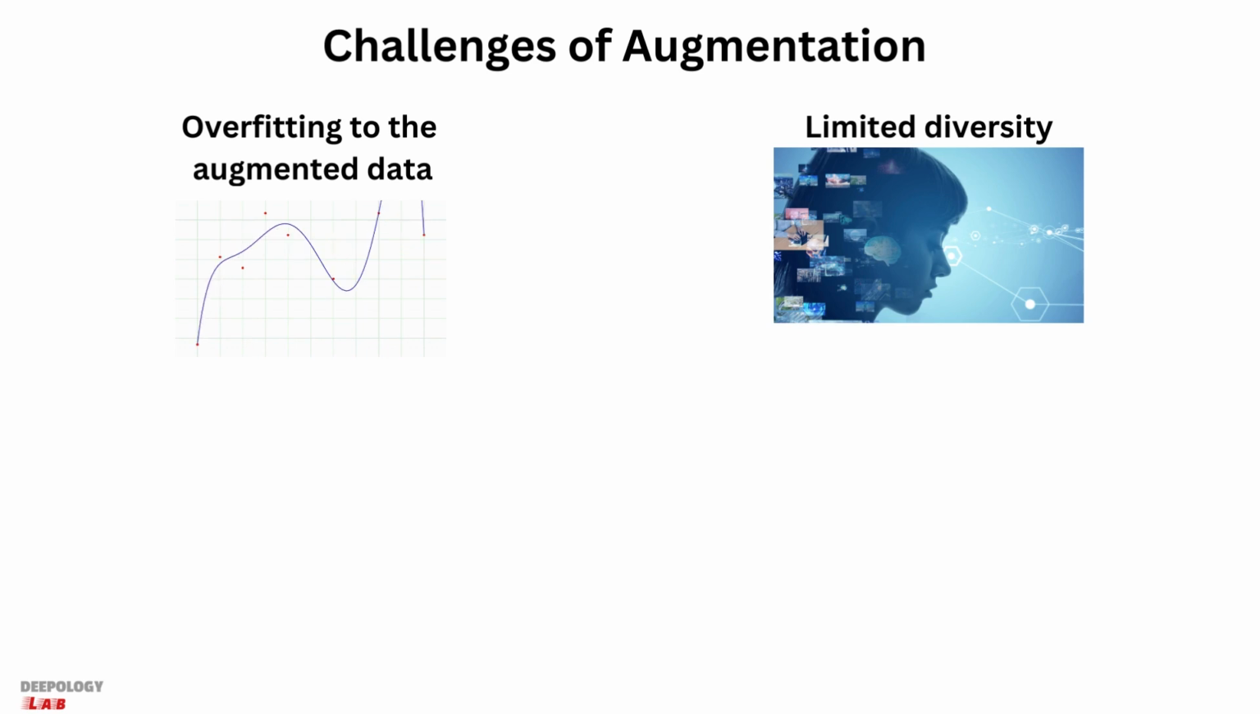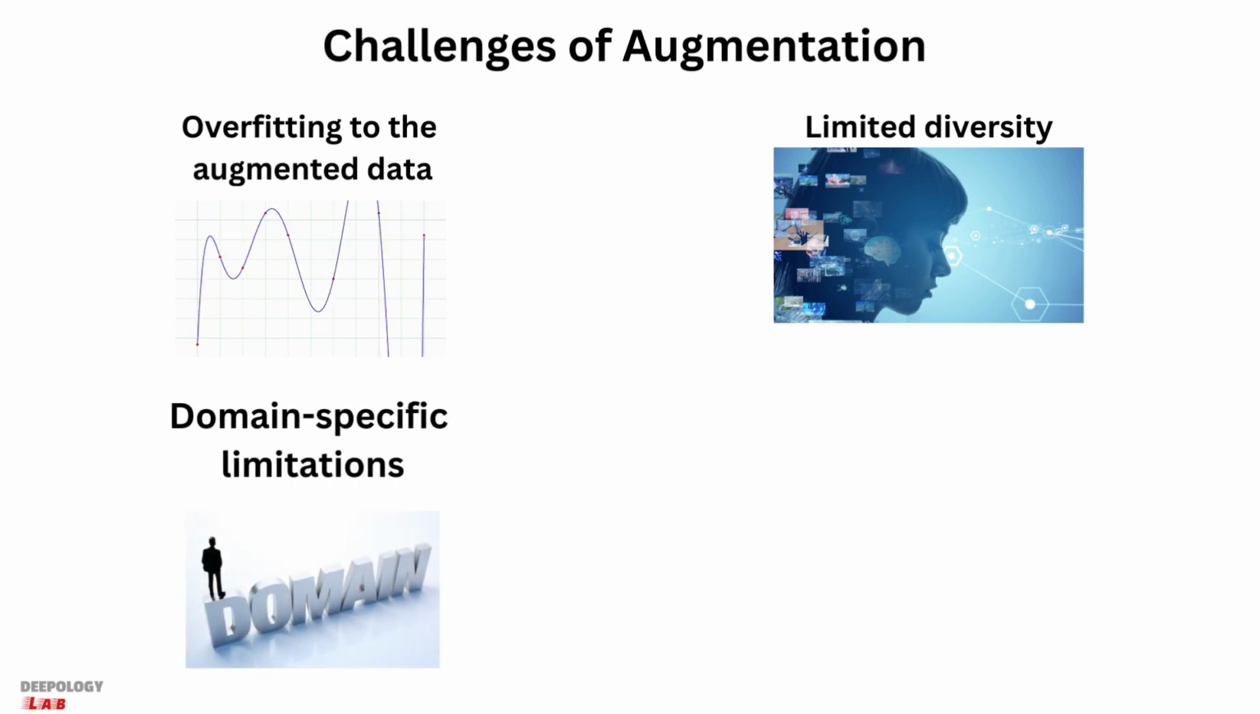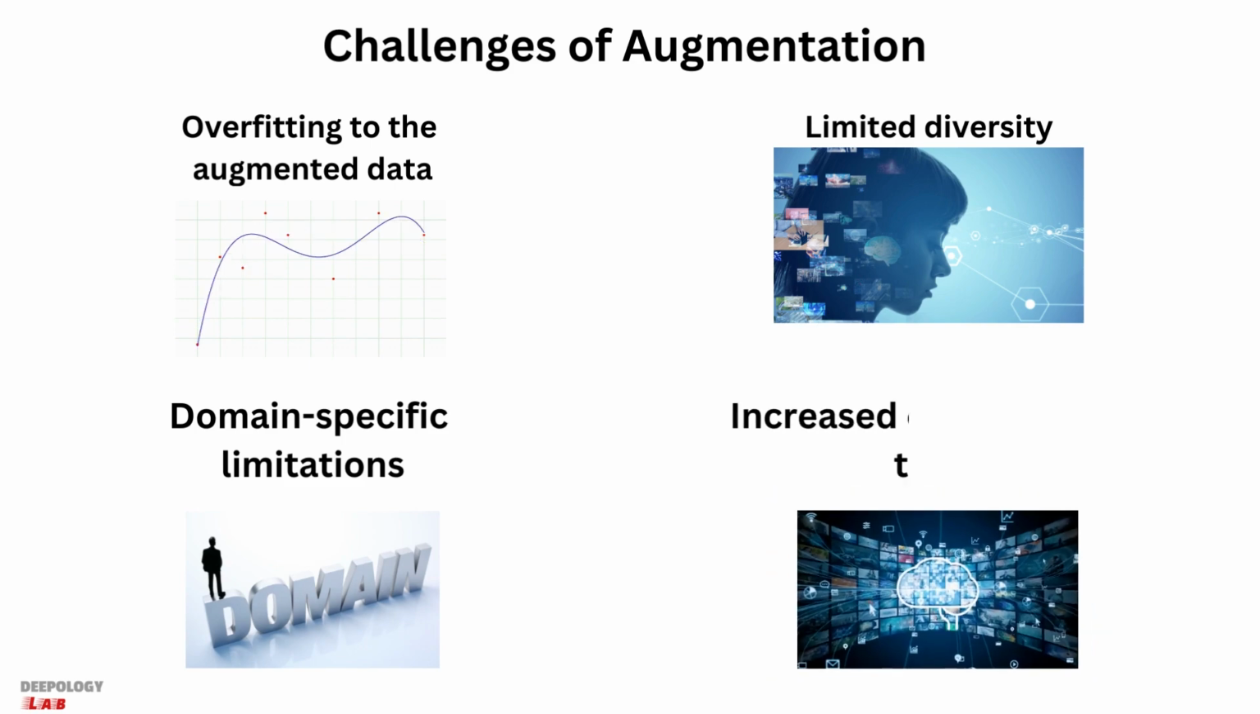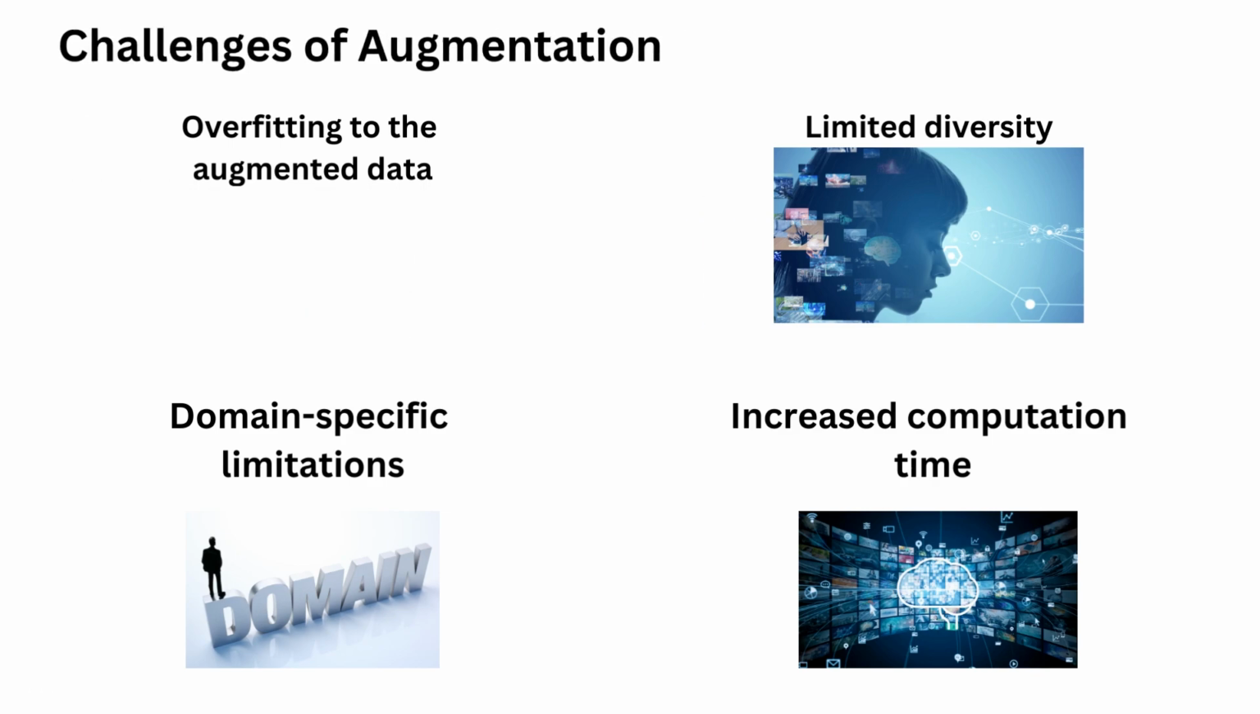Certain data augmentation techniques may not be suitable for all types of computer vision tasks. For example, some techniques may not work well for object detection tasks where object size and position are important factors. Augmenting the data can significantly increase the computation time required for training the machine learning model. Thus, it is important to carefully select the augmentation techniques for the specific computer vision task at hand.